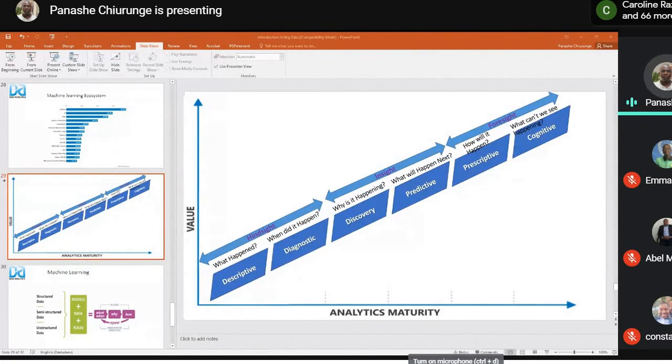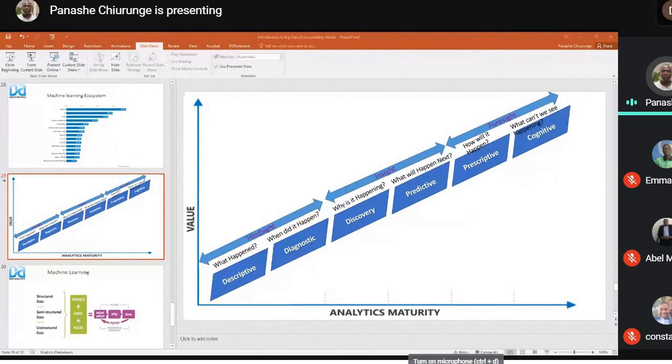And then after prescriptive analytics, there is what we call cognitive analytics. Cognitive analytics looks at what can't we see happening, right? Prescriptive analytics and cognitive analytics are what we call foresight, right? So we've got hindsight, insight, and foresight.